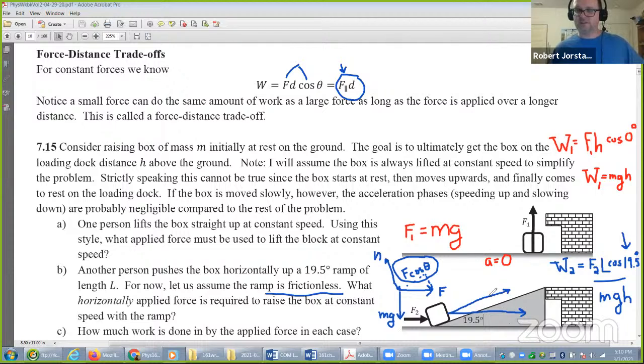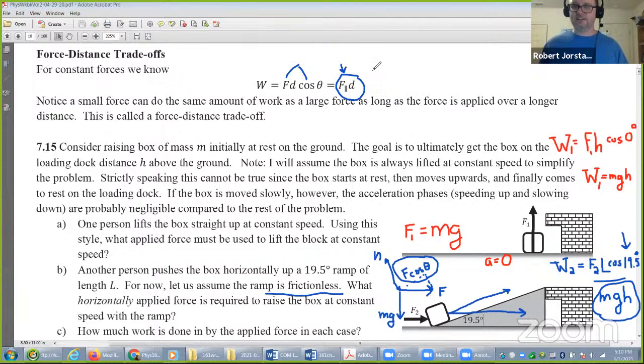If you want to, you could see that that comes from the fact that, well, yeah, it's a little bit complicated. I'll let you go through it all and see. But the work done in number 2 is actually exactly the same there. All right, so what is going on here? Well, this is called a force-distance trade-off.